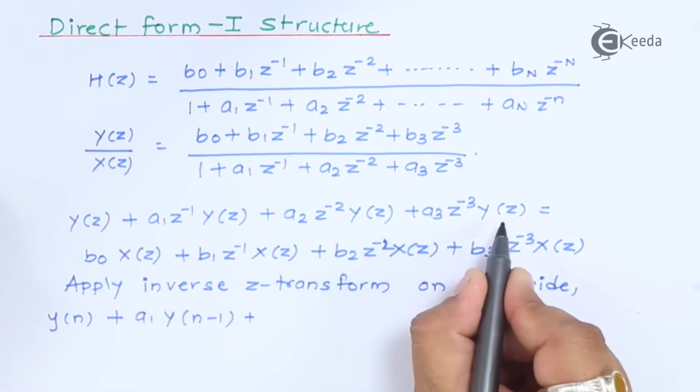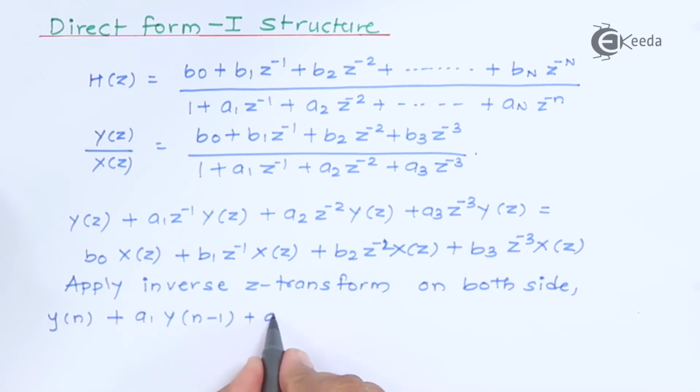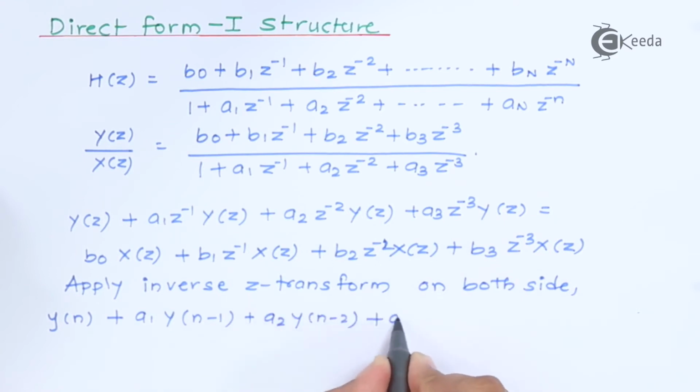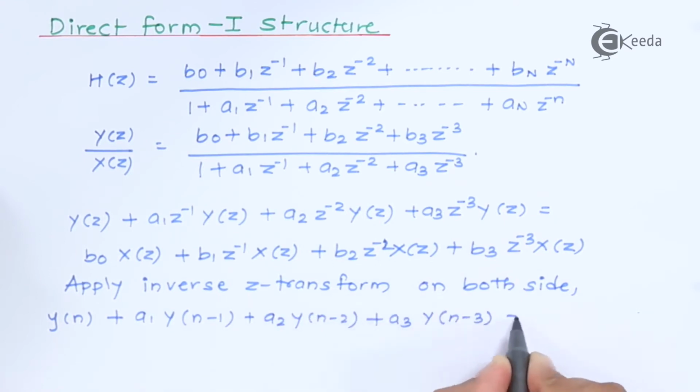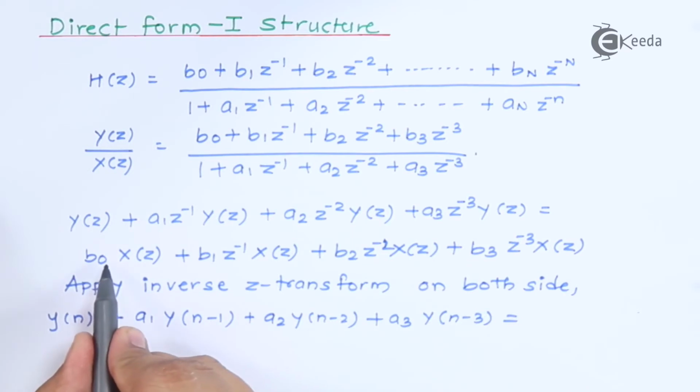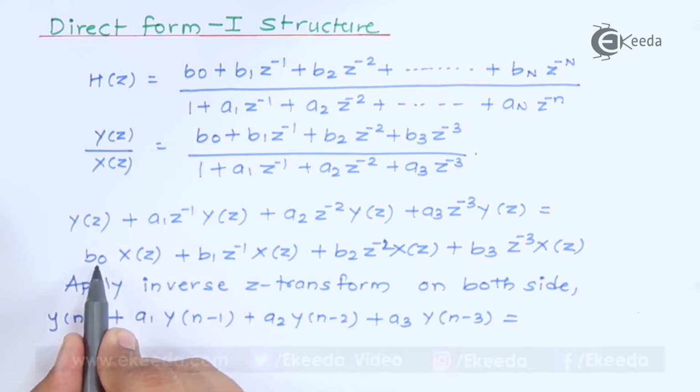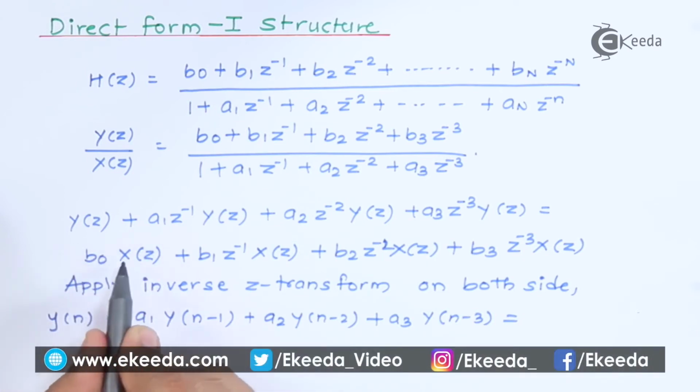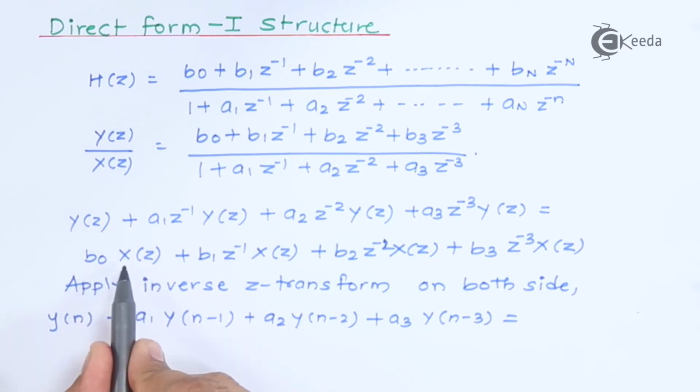Similarly, we are going to write the whole equation. Now the next part, we'll apply inverse Z on the right hand side. Now look at here, this is the value of m or delayed value, and it is 0. So if we are going to find out the inverse Z, then inverse Z of X of z is x of n. So b0 and inverse Z of X of z is x of n.